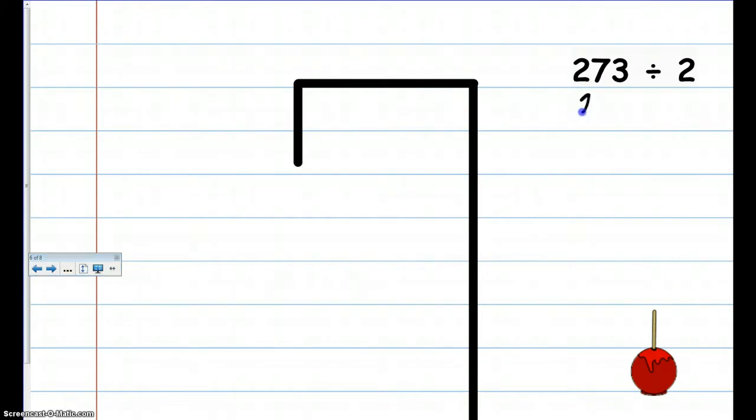This right here is going to be my dividend. And he or she, whichever one you choose, lives under the house. And this number 2 is my divisor.